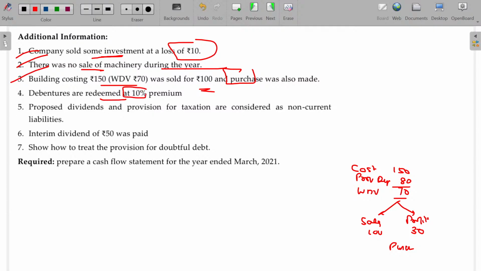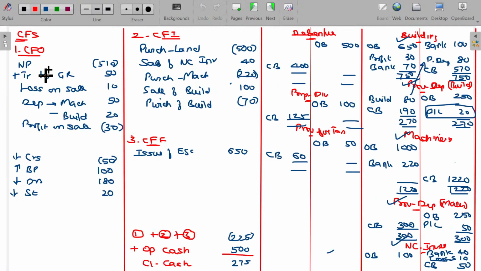Debentures are redeemed at a premium of 10%. So 500 becomes 400, 100 rupees debenture redeemed. While paying it back, we paid 10 rupees excess. The original payment for this being 110 bank. The additional payment is our loss here, premium on redemption.